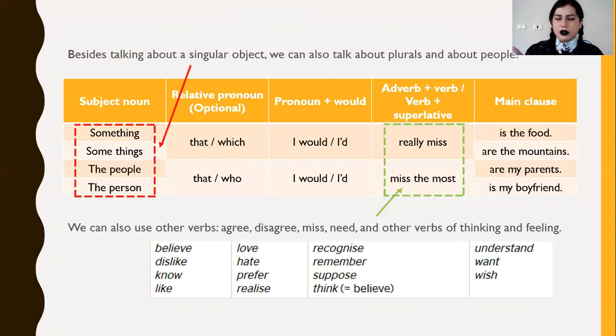And we can change the verb. As I mentioned before, we can use other verbs beside be. So we can also use agree, disagree, miss, need, and other verbs, for example, here that we have in the table. And we can also talk about people. So we can use the people that I'll miss the most are my parents. That would be plural. But we can also use singular. The person that I'll miss the most is my boyfriend. So for example, that would be an example, okay? So we can talk about singular objects, singular persons, plural objects, or plural people, okay?